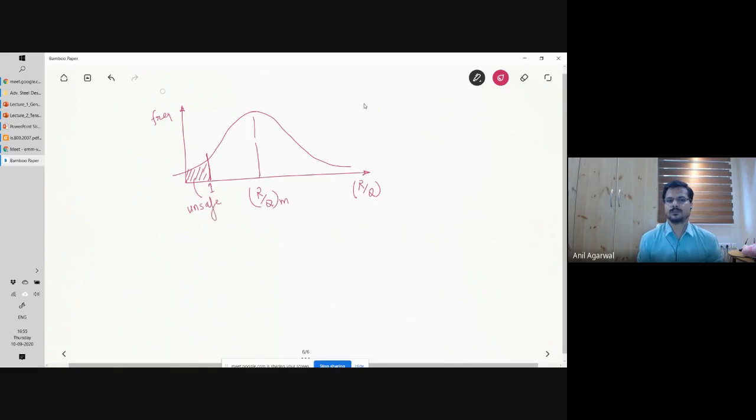Fine. Agreed? This entire thing, that is your unsafe zone. Or I can go a little bit more mathematical and I can take a log. Okay, and I'm assuming that even that distribution remains normal distribution. If R by Q is normal, even ln R by Q will also be normal. So in that case, if R by Q has to be 1, ln R by Q has to be 0 at least.